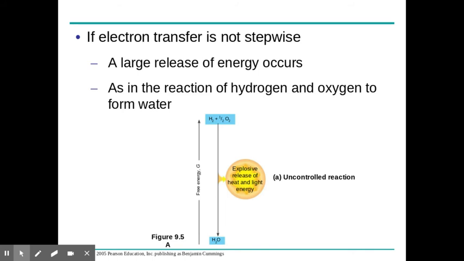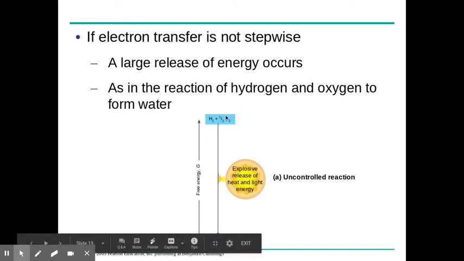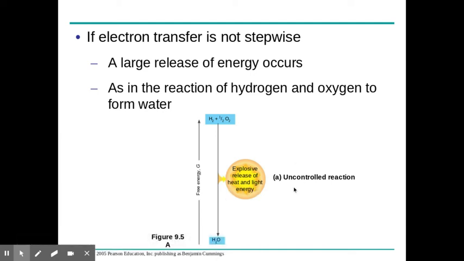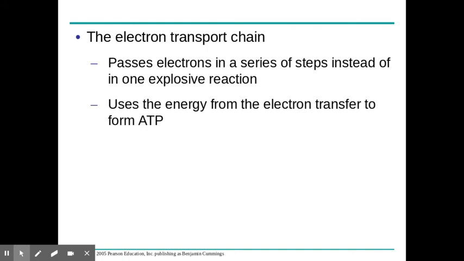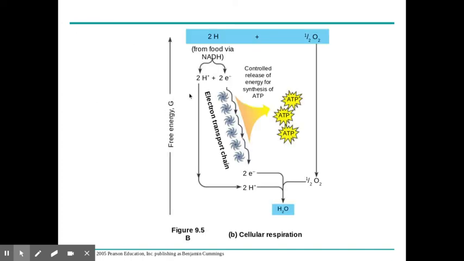So if electron transfer was not stepwise, I just mentioned this, but if we went all the way from high energy here to low energy here, we would have an explosive release of heat and light energy. This would be an uncontrolled reaction, and it would be really hard for your body to harness that energy. So what we have to do is break that release of energy into a series of steps instead of that explosive reaction. And what that allows us to do is harness that energy in the form of ATP. So you can see we do it in a series of steps.